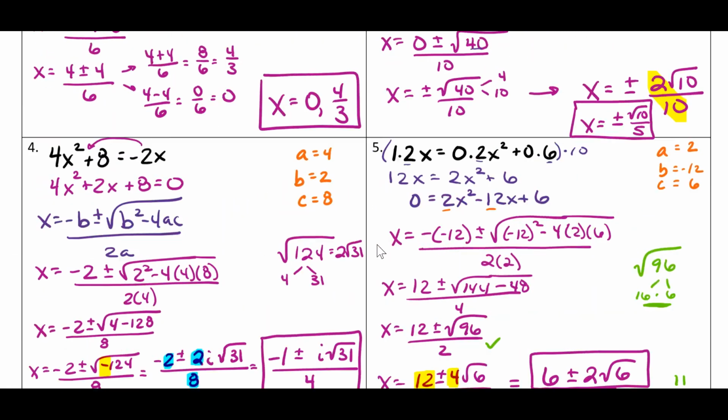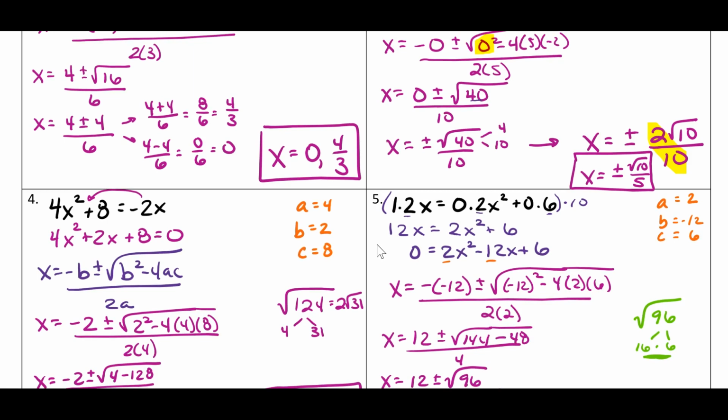Now, I don't think we had any examples that happen like that. But if the discriminant equals 0, what would happen is you wouldn't have the plus or minus. You would just have whatever's in front.